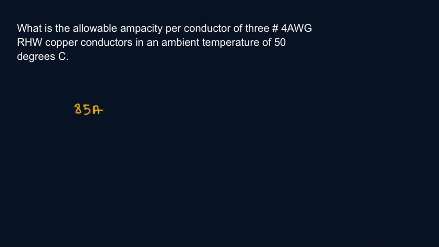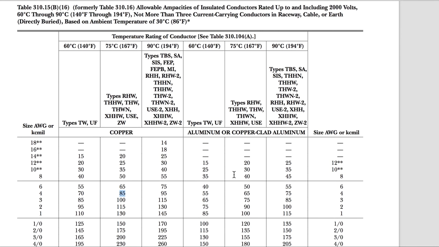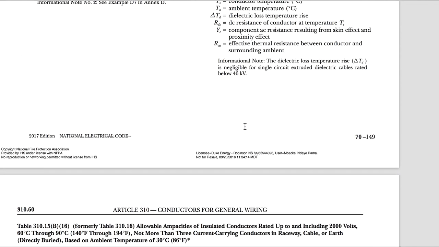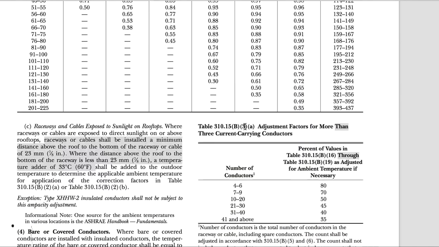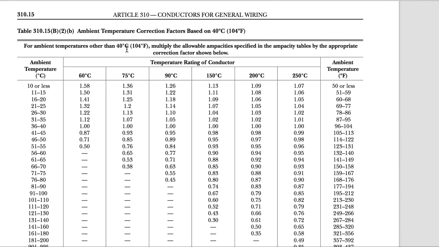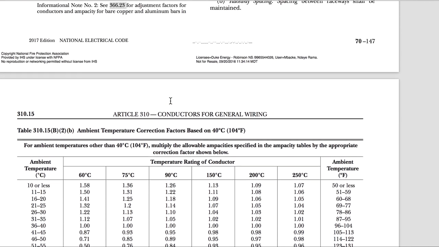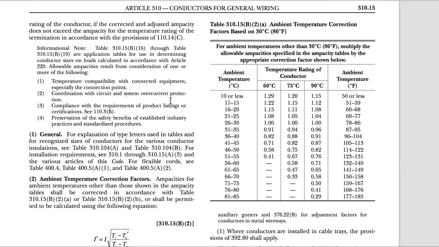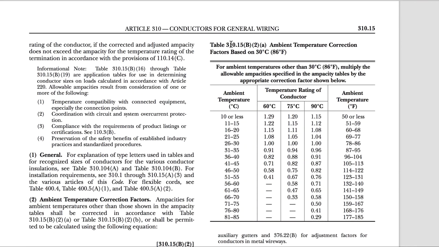However, this table over here is based on ambient temperature of 30 degrees Celsius. So the question is asking for 50 degrees Celsius. So we know already that we're going to have to do some temperature correction here. So let's go ahead and use our temperature correction table based on 30 degrees Celsius. This table right here is based on 40 degrees Celsius. That's not applicable for us because we use the table for 30 degrees Celsius. So we're going to come here, Table 310, and look at here. These ambient temperature corrections are based on 30 degrees Celsius.